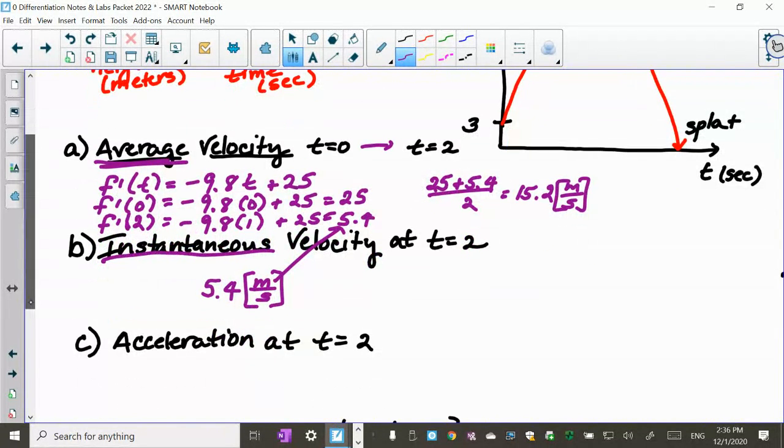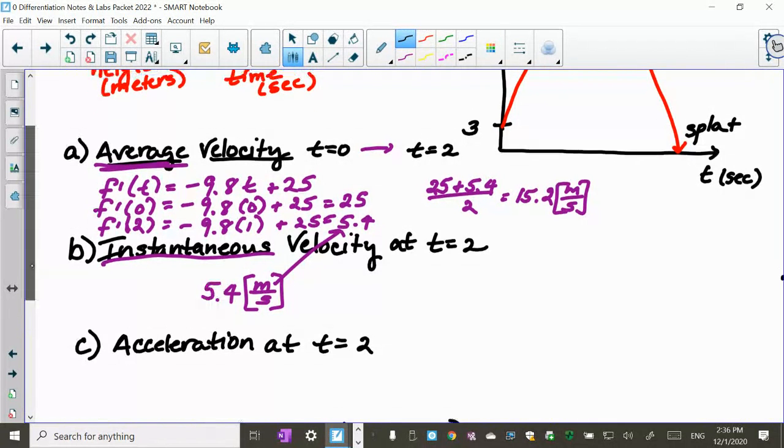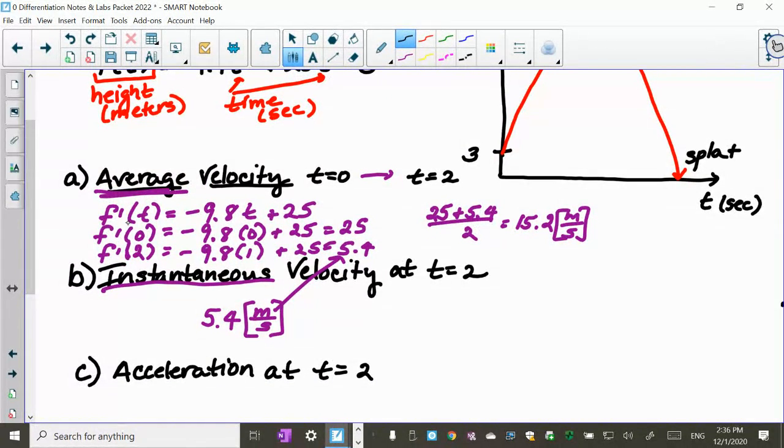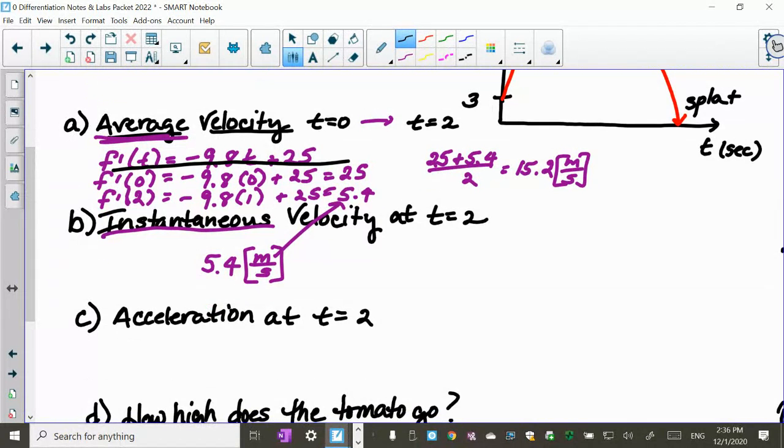Now they want me to do the acceleration at time equals 2. So I'm going to go back up to the velocity equation, which is right here, which we just found, and I'm going to do the second derivative. So let's pick this one. F double prime of t is going to be just negative 9.8. And because it is a second derivative, it's meters per second squared. And those of you that are physics people know that's acceleration due to gravity. So that's my acceleration, all right?